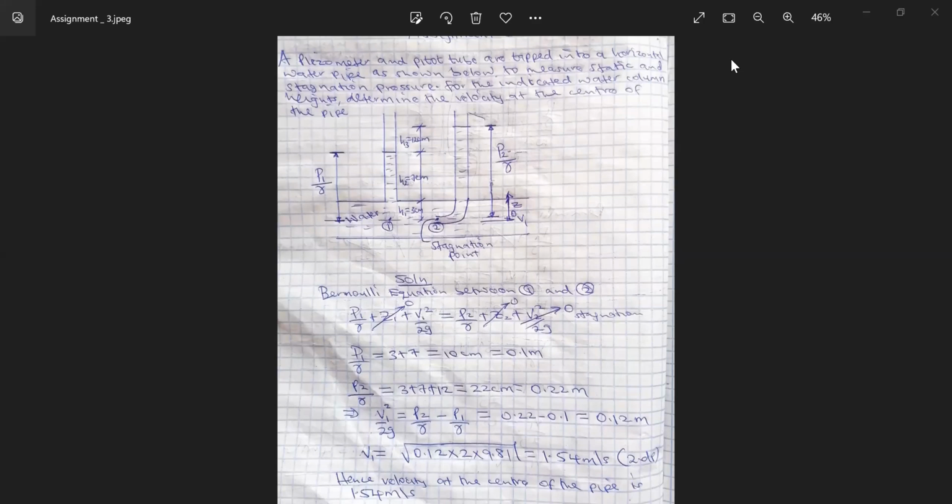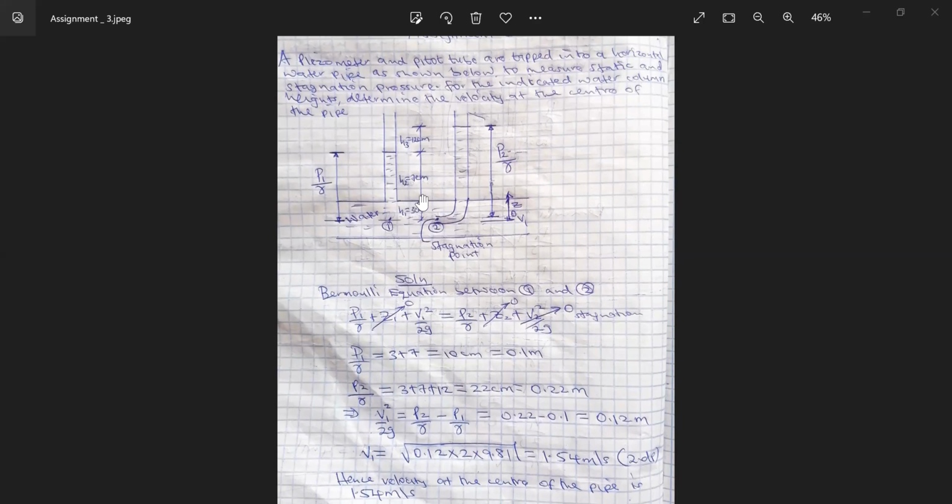We'll go through this example. A piezometer and Pitot tube are tapped into a horizontal water pipe as shown below to measure static and stagnation pressure. For the indicated water column height, determine the velocity at the center of the pipe.